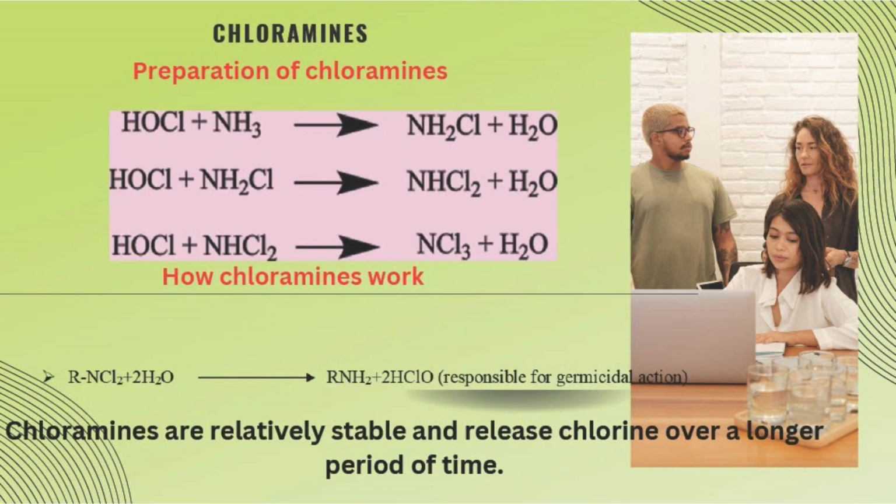So we look at preparation of chloramines. You can take hypochlorous acid and then you react it with ammonia. And how do they work? The chloramine, when put in water, releases hypochlorous acid, and it is the hypochlorous acid that is responsible for germicidal action. Chloramines are relatively stable and they release chlorine over a longer period of time.